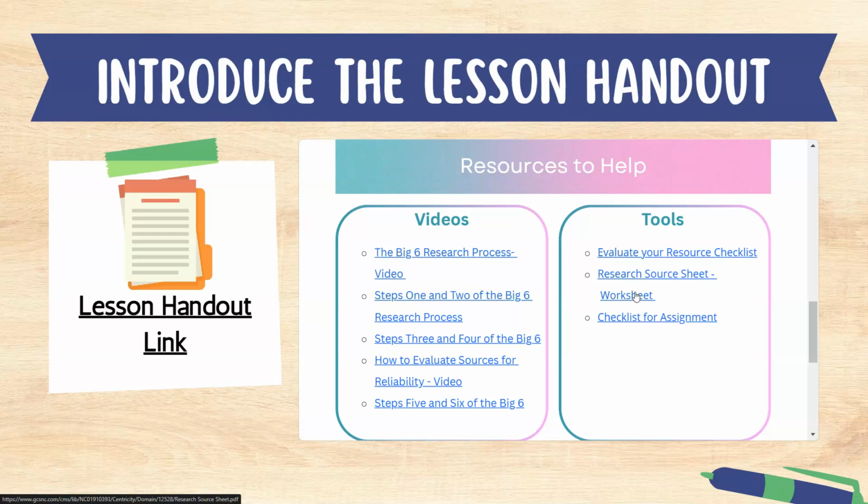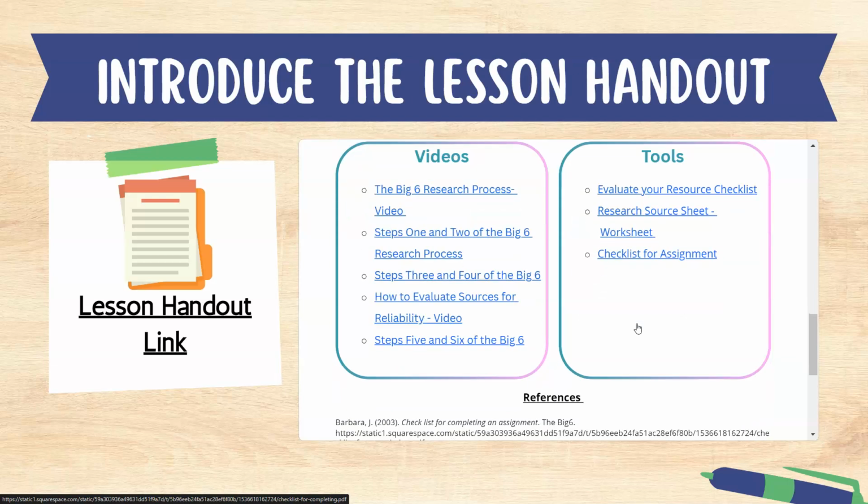Remember, we do want to cite our sources. We want to give credit where credit is due. So you have to collect information from your source so you can do that. This worksheet is there to help you guys out. And then the checklist for assignment. This is for once you are done with your project. Look through this checklist and make sure, did you hit all the pieces? Did you make sure that you met all the requirements? Are you happy with your project? That type of thing.